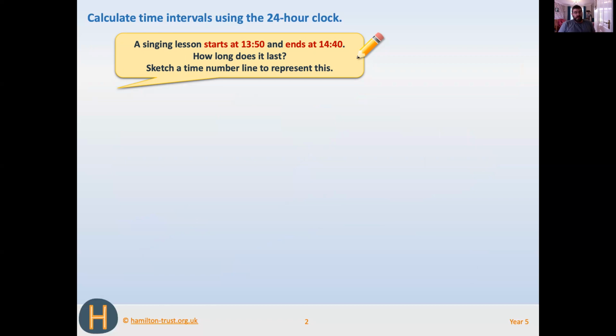You can work on the sheet that you should find online, or maybe you've had it printed off, I don't know. So this is the same idea, isn't it? We're going to sketch a number line and think, how long is this lesson? Singing lesson, 13:50 it starts, 14:40. Hopefully you know that's 10 to 2 in the afternoon, or 1:50, and finishes at 20 to 3. Again, we might find there's a similarity in the answers to the questions.